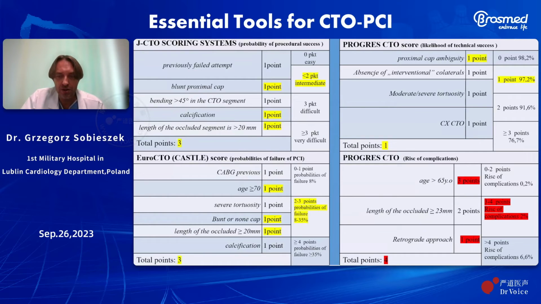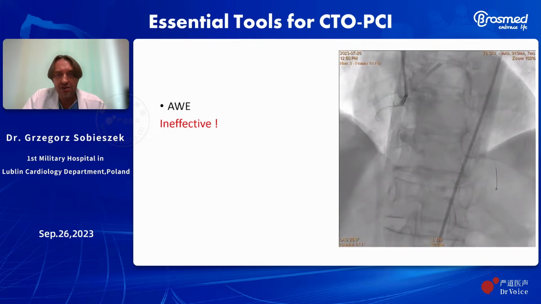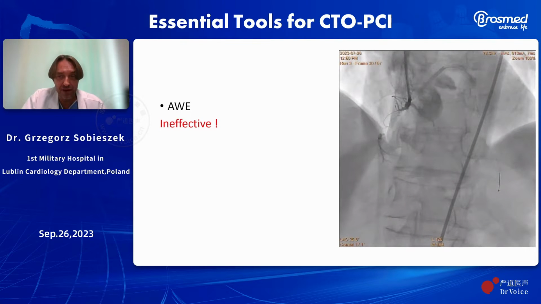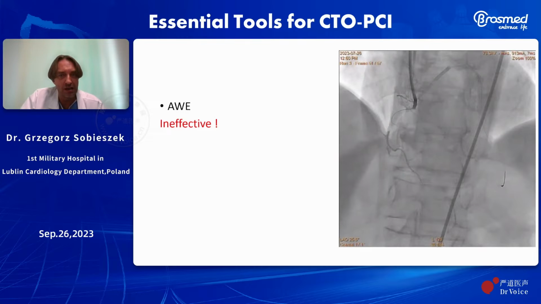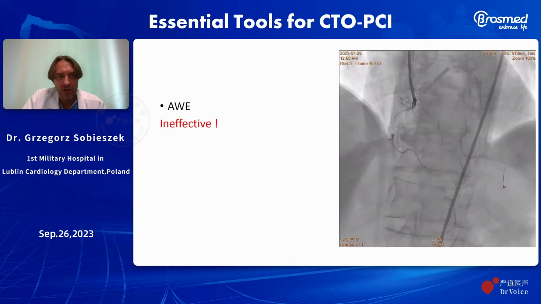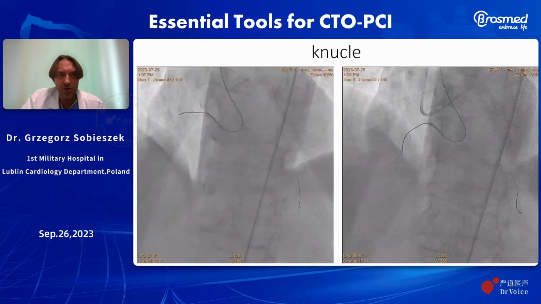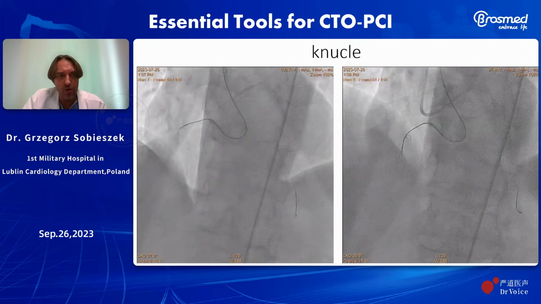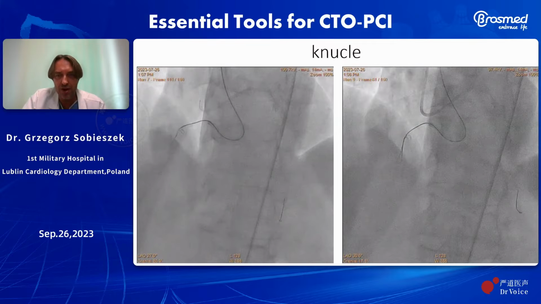So in JCTO score 3 points. And antegrade wiring was not effective, probably due to the massive calcifications we can see. So we changed strategy to ADR: we form a knuckle and then progress the knuckle.